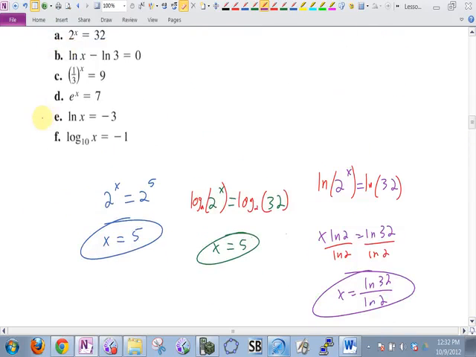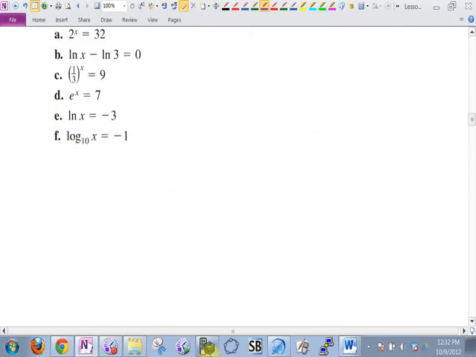What's the answer to B? That was ridiculously easy. Let's look at C. I could take example C, and I could rewrite, what? You end up with natural log x equals natural log 3. So x equals 3.